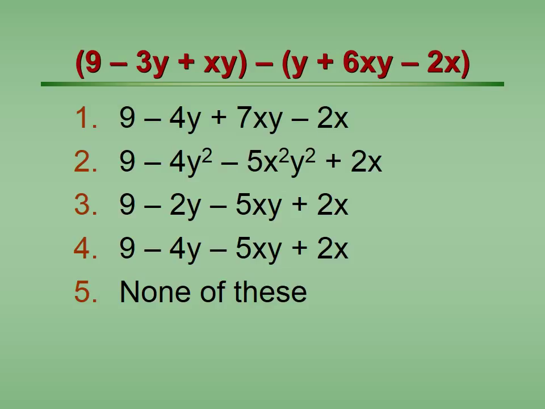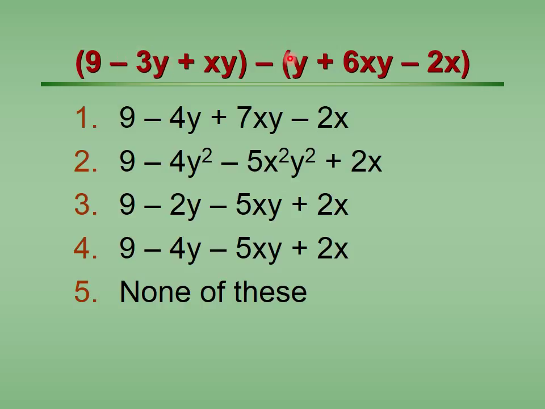Go ahead and pause the video and try this one on your own. Remember to distribute the negative first. All right, so my first term is a 9. In order to combine anything with this, 9 does not have a variable. So unless another term does not have a variable, I can't combine it with 9. And I'm looking at all of these terms, and all of them have variables, which means that 9 cannot be combined with anything. And that's okay. That means that 9 is still in my answer.